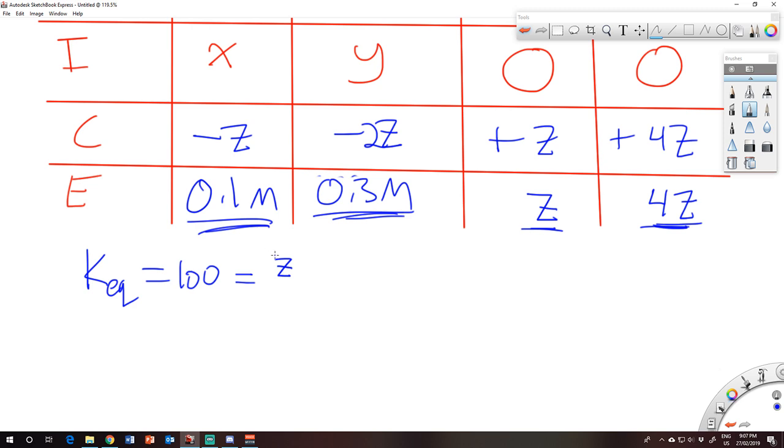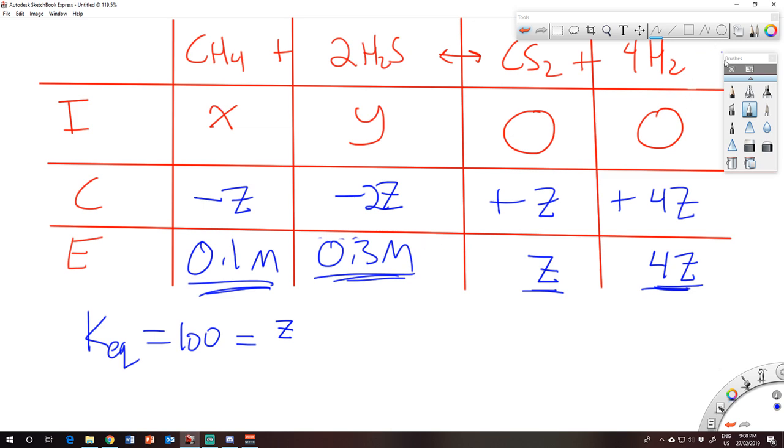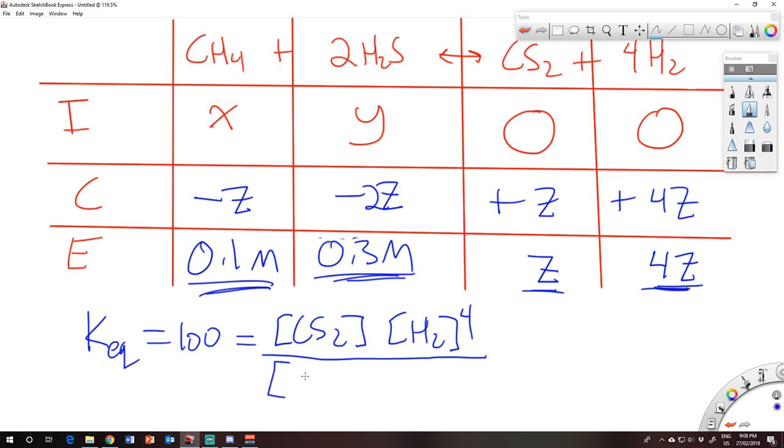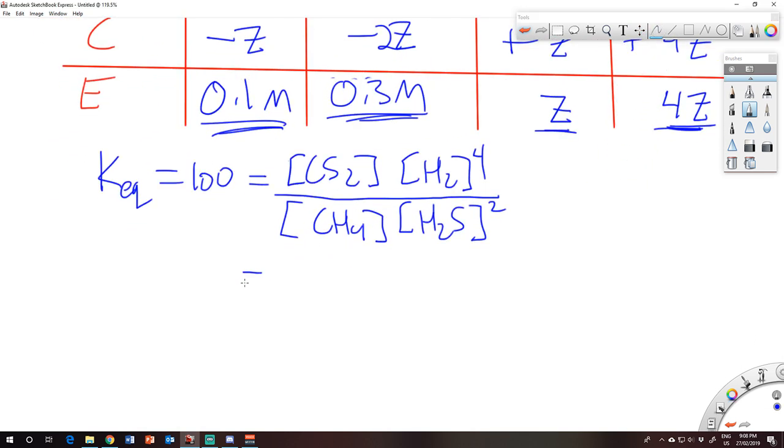Okay. Wait, what am I doing? Product over reactants, right? Product over reactants. That's what I'm doing. All right, sorry. But let me rewrite this so it's explicit what I'm doing. All right, so CS2, H2, but then that's 4, H2 to the 4. Reactants, so CH4, and then this will be H2S squared. Okay, explicitly I'm calculating KEQ. Let's throw down some numbers, or I guess in our case variables.